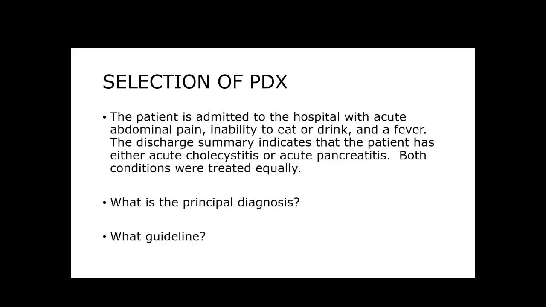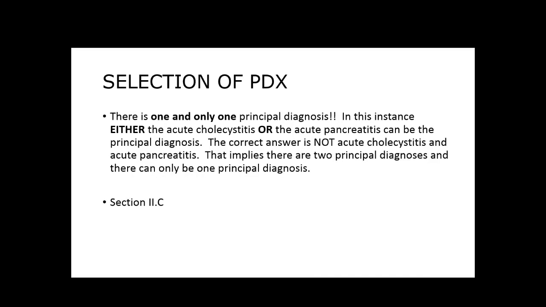Now in this next example, the patient comes in with acute abdominal pain. They can't eat, they can't drink, they have a fever. The discharge summary says that the patient has either acute cholecystitis or acute pancreatitis, and both of those conditions are equally treated. So what is that principal diagnosis?